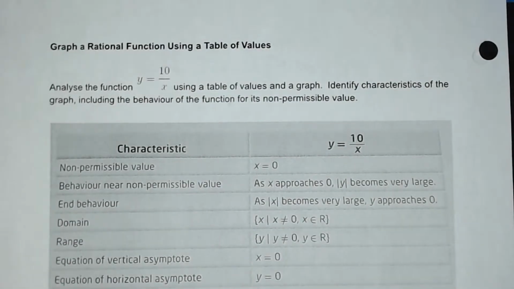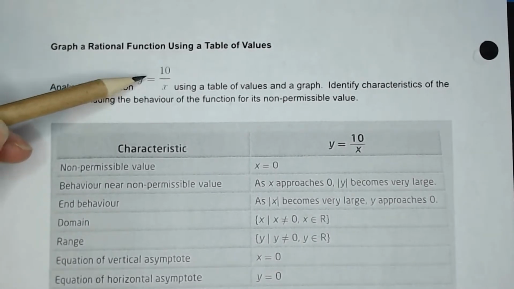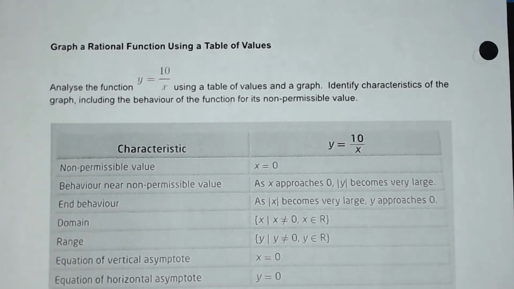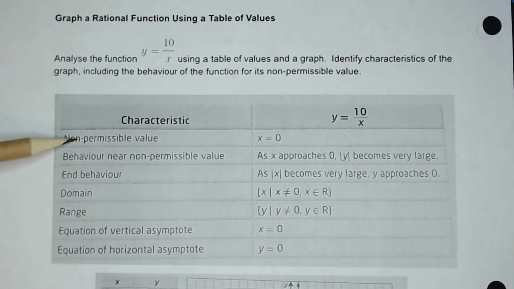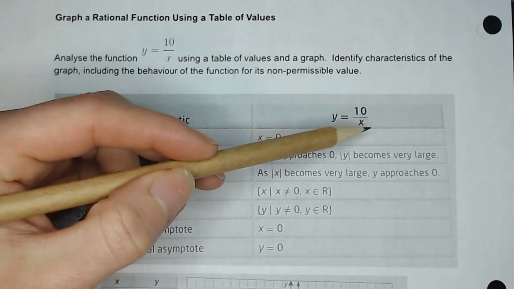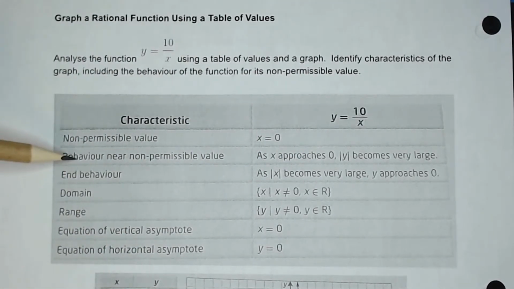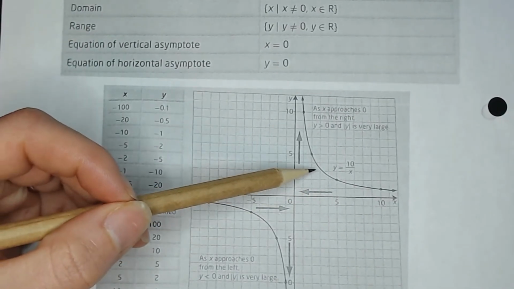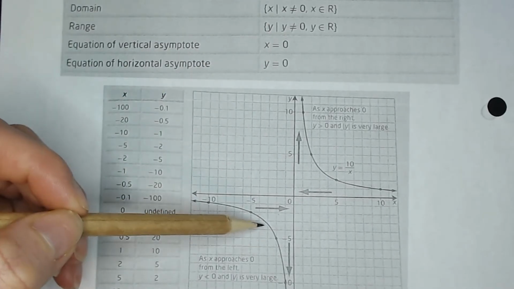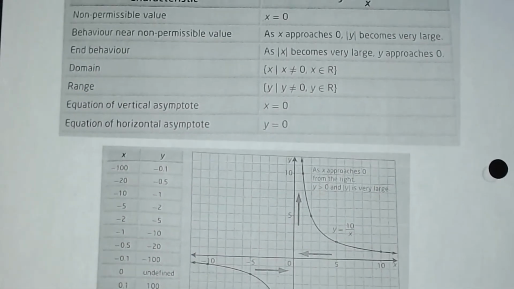There's a couple different ways we can determine the graph of a rational function. The first way is to use a table of values. So if you're given the function 10 over x, use the table of values and a graph to identify the characteristics. So we have some information here, a non-permissible value, it's not allowed to equal 0 because that would make it undefined. The behavior, as x approaches 0, the absolute value of y becomes very large. So if you look at the graph down here, as it gets close to 0, it just kind of shoots off into negative and positive infinity.